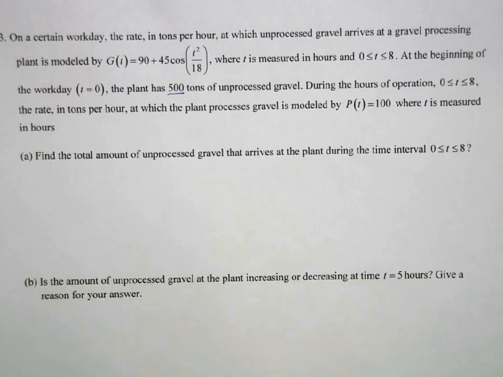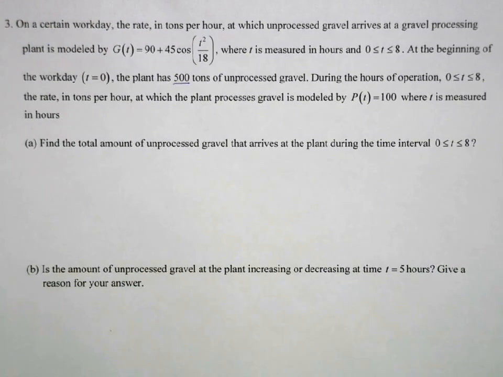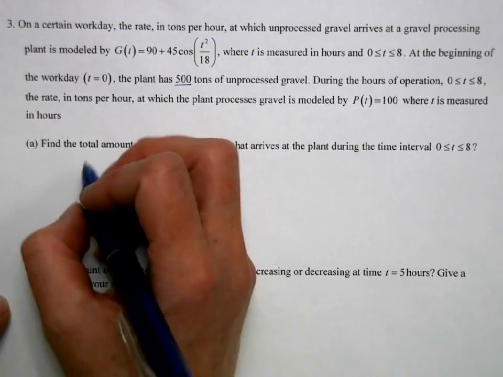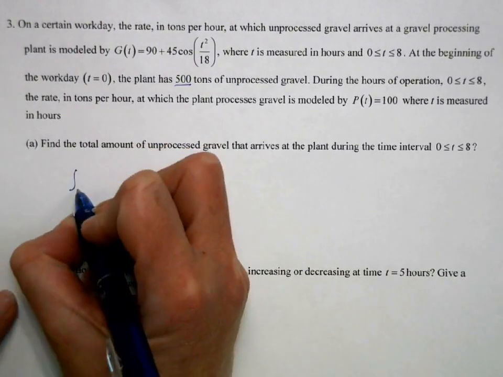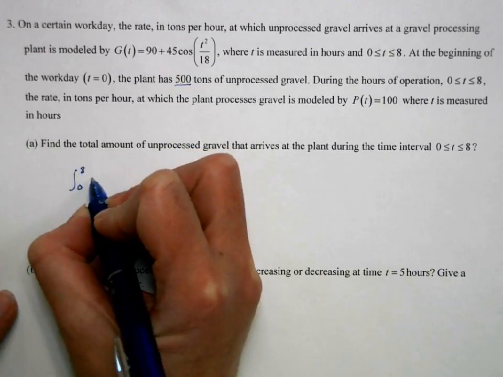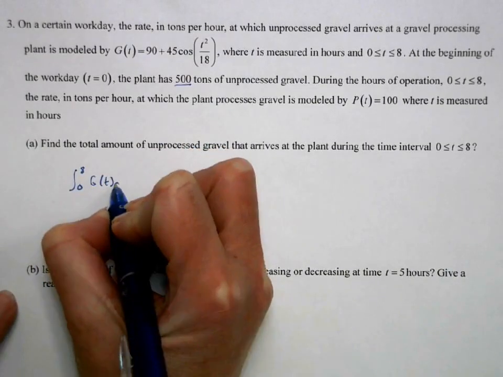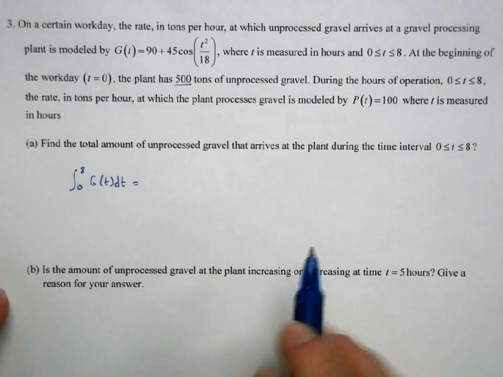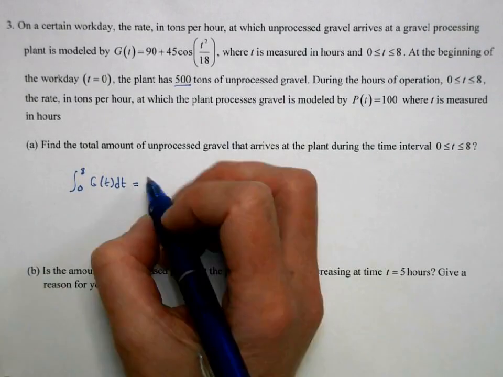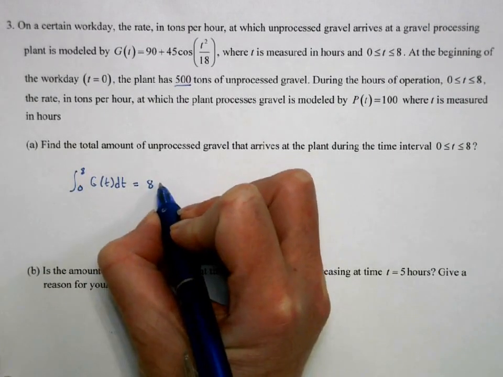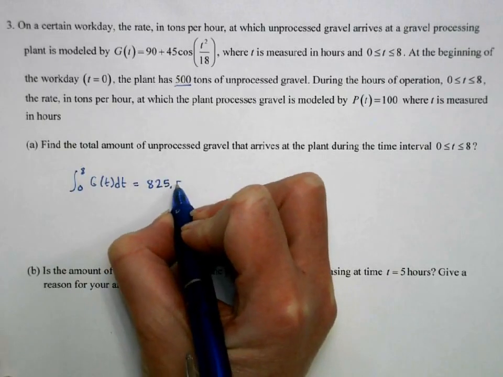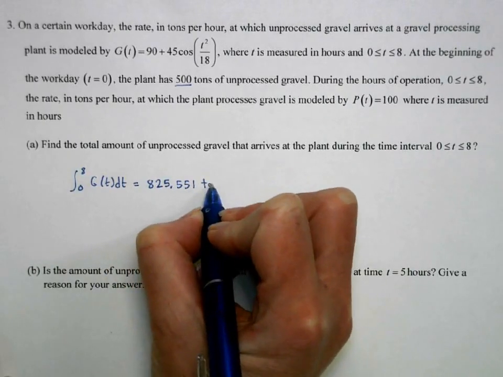So first it says find the total amount of unprocessed gravel that arrives at the plant during the time interval 0 to 8. That's our classic using our integral. We are integrating from 0 to 8 of G(t) dt. I've already typed this in my calculator. If we integrate, we get 825.551 tons.